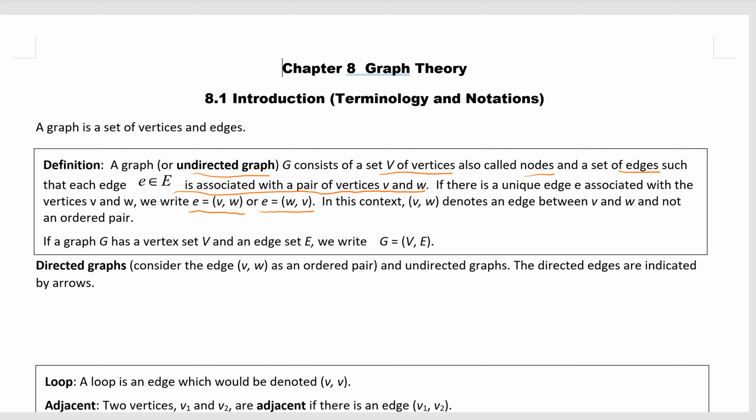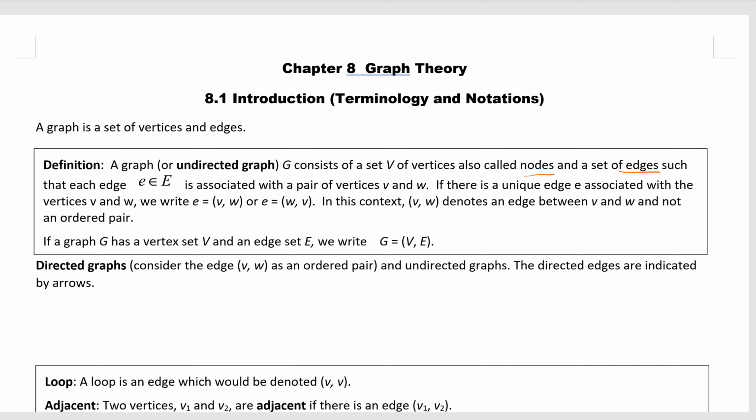So this is not an ordered pair. I know before, in our notation, we used this to denote coordinates, points, an ordered pair. But in this context, this does not denote an ordered pair. If a graph G has a vertex set V and an edge set E, we can write G equals (V, E).